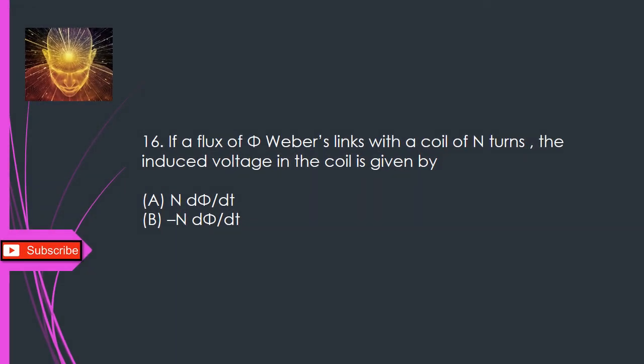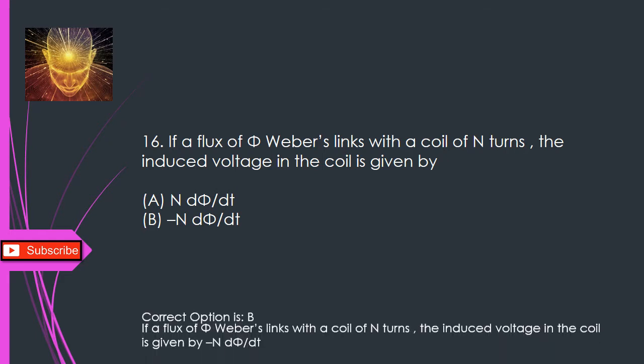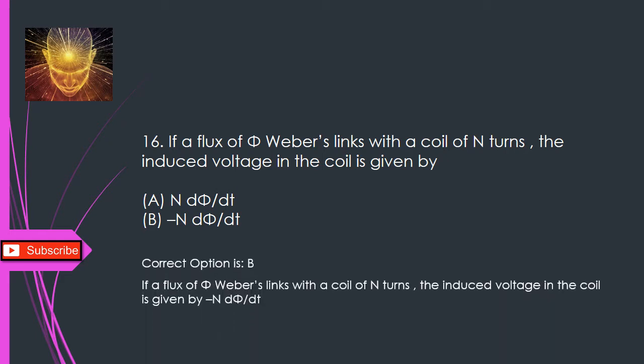If a flux of 5 amperes links with a coil of N turns, the induced voltage in the coil is given by A. N d phi/dt. B. N d phi/dt. Correct option is B. The induced voltage in the coil is given by N d phi/dt.